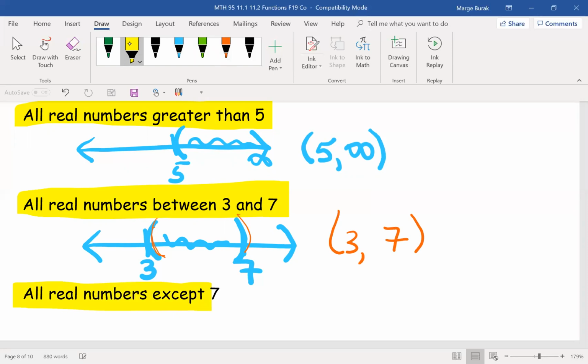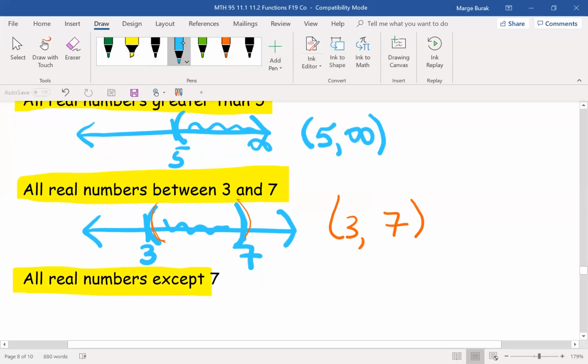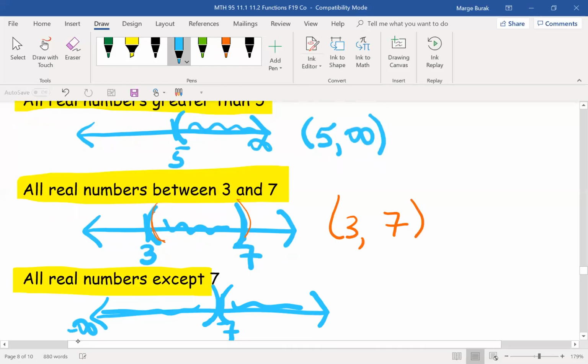And that means all the numbers, real numbers, meaning fractions, decimals, everything, between 3 and 7. And then let's do all real numbers except 7. Oh boy, okay, so on the number line, here's 7. We want all the numbers this way and all the numbers this way, but we don't want 7. So how we do that is, this is the direction of negative infinity. This is the direction of infinity, okay?